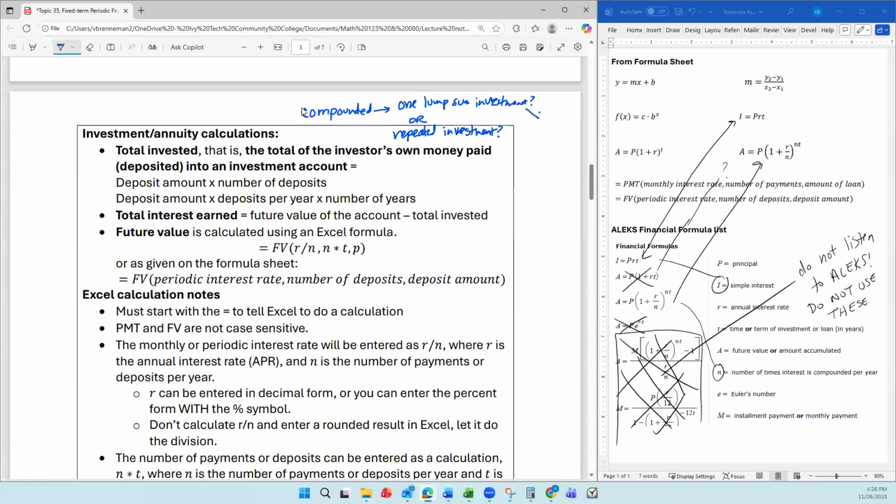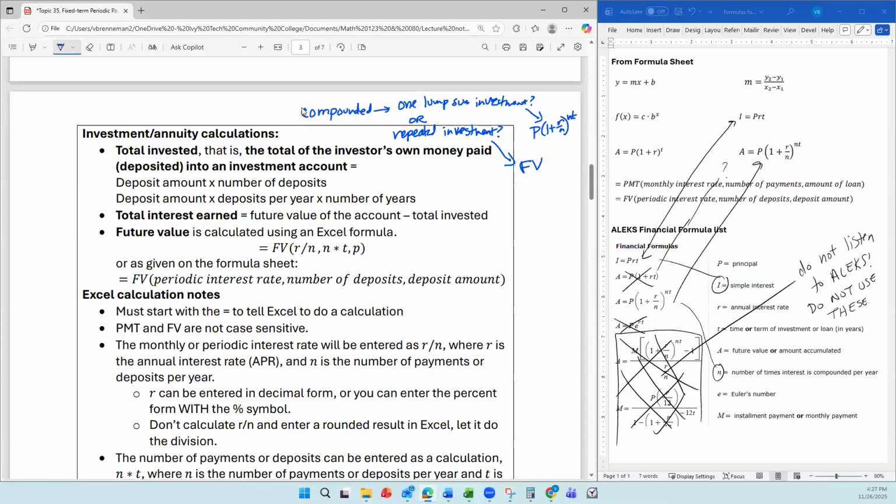If it's a one lump sum investment, you'll use the P times 1 plus R over N to the NT. If it's a repeated investment, you'll use the FV, future value formula, in Excel. So that's something to be aware of, to look for. Other than that, FV, it's kind of a reverse of the PMT, takes a total amount that you're borrowing, finds the monthly payment that it'll take to get down to zero in a certain amount of time.